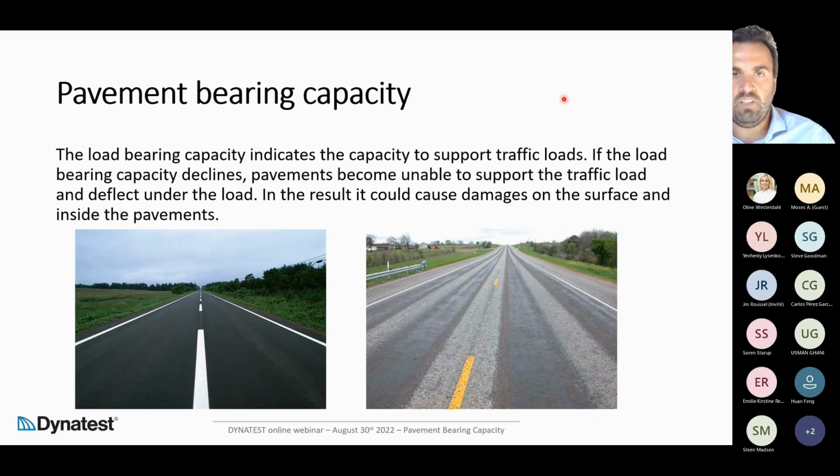Introduction. What is the pavement bearing capacity? So this is very important. The load bearing capacity indicates the capacity to support traffic loads. If the load bearing capacity declines, the pavement becomes unable to support the traffic load and deflects under the load. This deflection, depending on the entity, could generate damage on the surface and inside the pavement.